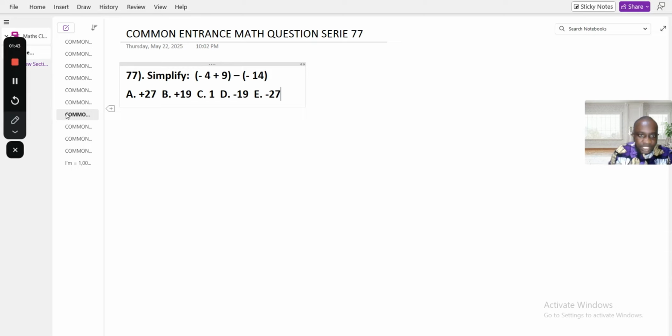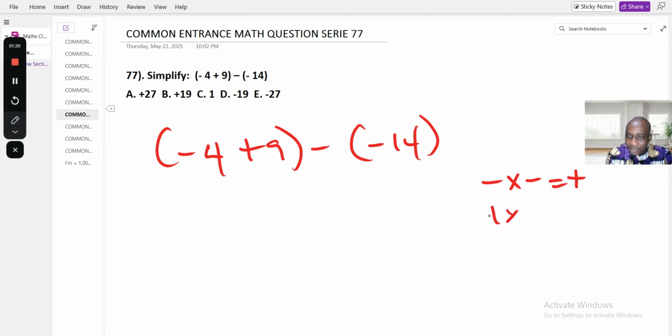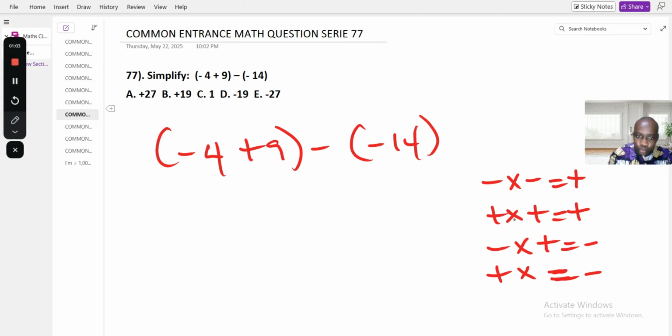Simplify this. Let me write out the question. Minus 4 plus 9 minus bracket minus 14. If you want to get this one, you need to know one symbol. Minus times minus equals plus. Plus times plus equals plus. Minus times plus equals minus. Plus times minus equals minus. If you know all these signs, you'll be able to solve this one now.